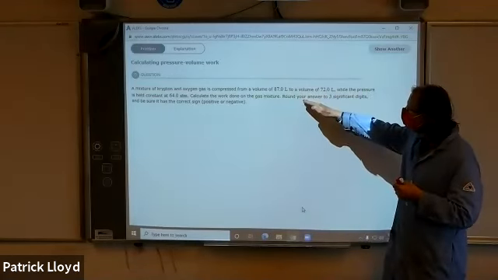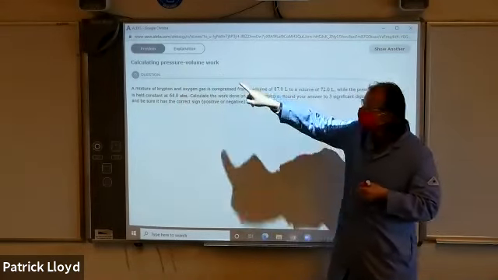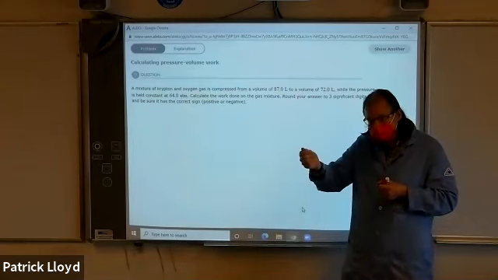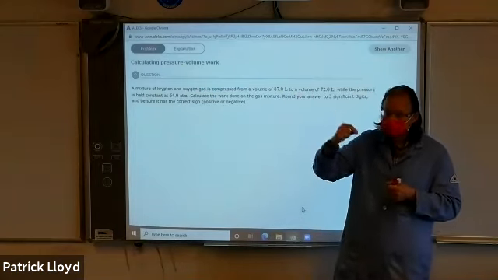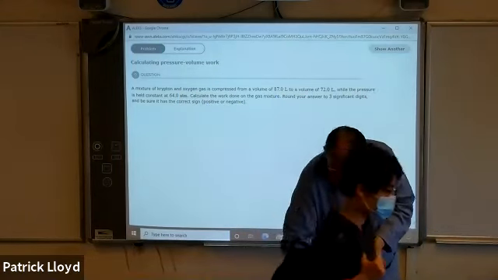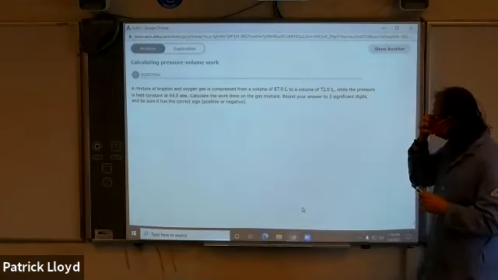But I want to show you a little bit more about what's called pressure volume work, because the pressure volume work is referring to the mechanical work that we used in that calculation with the gas cylinder problem. So let's take a look here. Calculating pressure volume work.